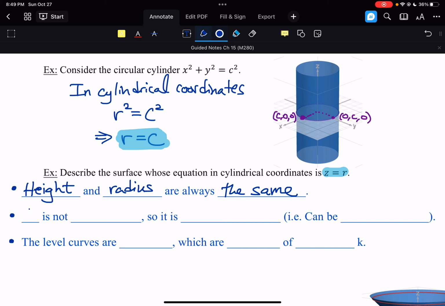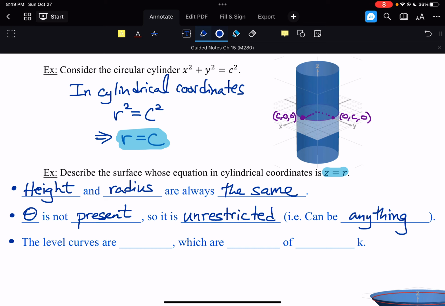Okay. Notice in this equation that theta is not present. So it is unrestricted, or in other words, it can be anything. Okay, so theta is not in the equation, meaning theta can be anything. So we're going all the way around these circular shapes.